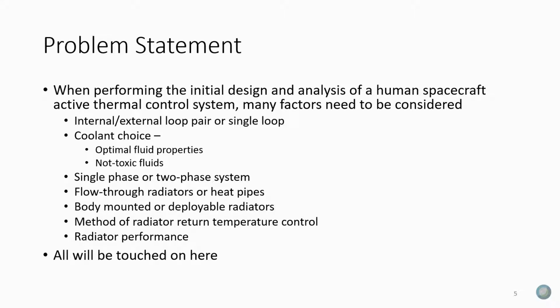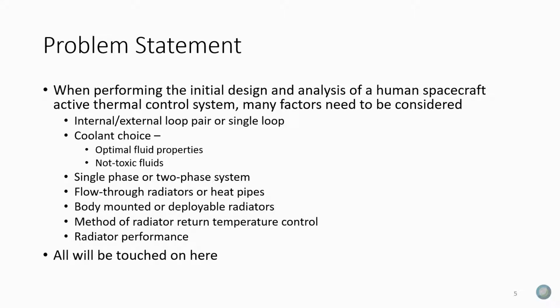All right, so when we're going to start looking at an initial design and trying to analyze a human spacecraft ATCS, we've got to look at a lot of stuff. You start looking at a lot of binary choices, and a lot of choices where you've got a whole plethora of options. For example, am I going to do an internal-external loop pair, where I've got a fluid loop inside and a different fluid outside, both of which are pumped? Or do I try to do a single loop system where I've got the same fluid inside and outside of the spacecraft?